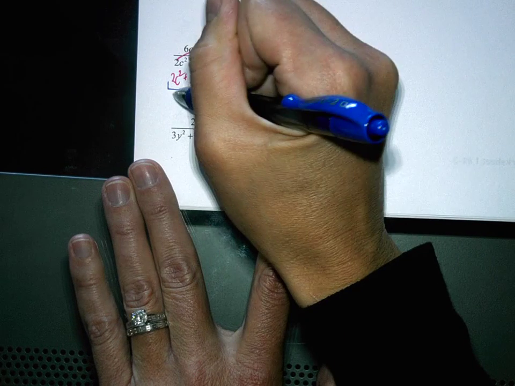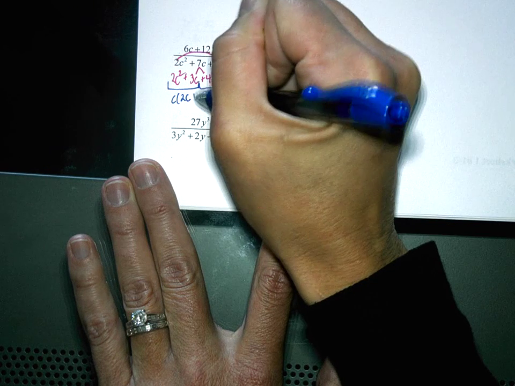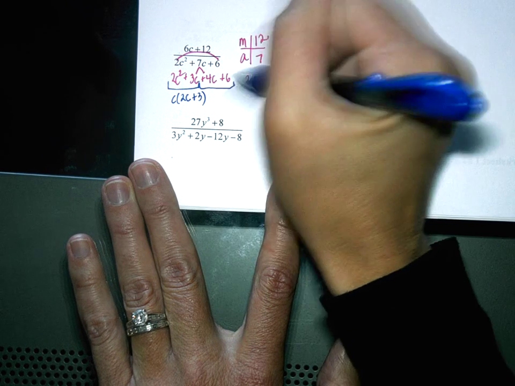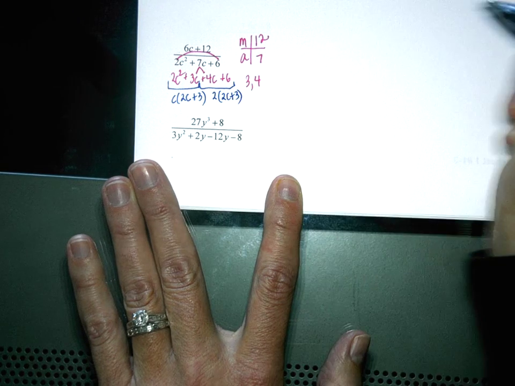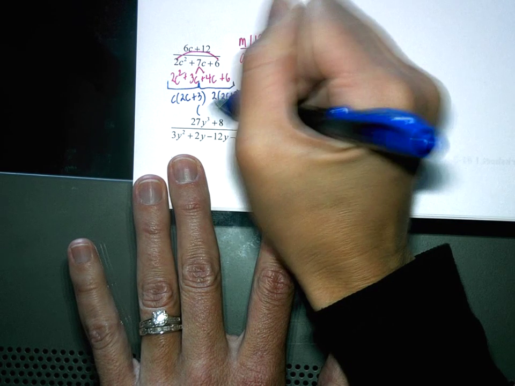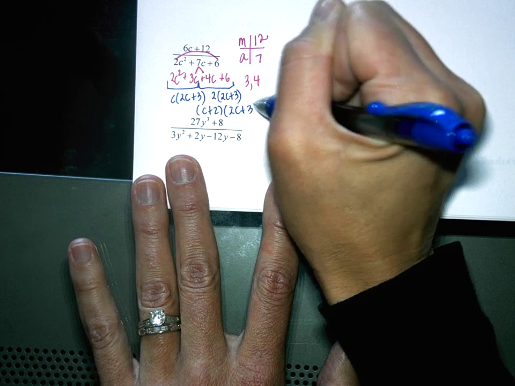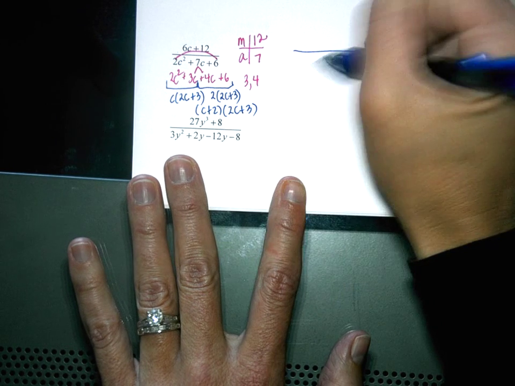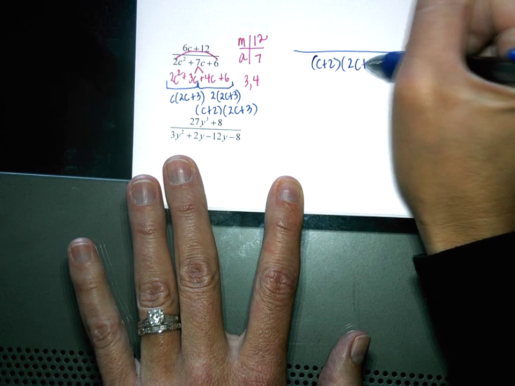So my first group, I can take out a c, and I'm left with 2c plus 3. In my second group, I can take out a 2, and I'm left with 2c plus 3. And so this one, when it factors, we get c plus 2 and 2c plus 3. So we'll go ahead and write that up here. C plus 2, 2c plus 3.